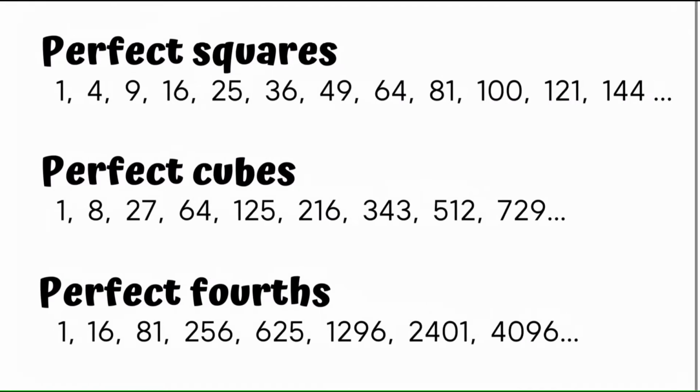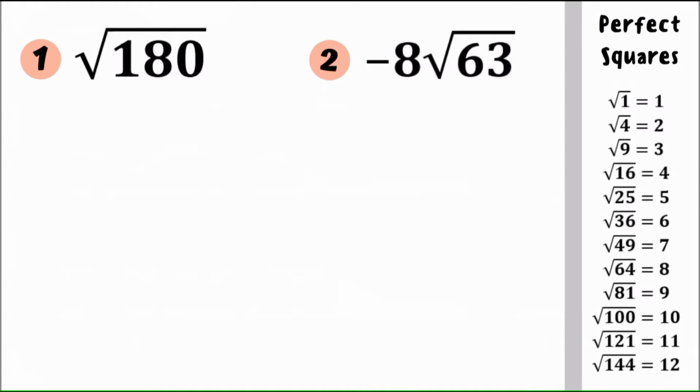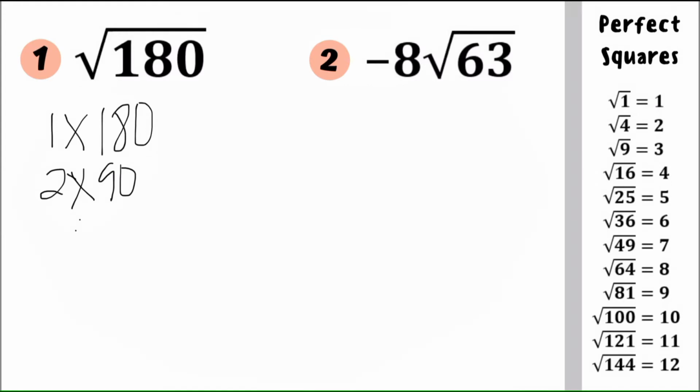Let's go ahead and get started with square roots. So number 1, the square root of 180. To simplify this, I need to find the factors of 180, and I'm looking specifically for factors of 180 that are perfect square. So I know that 1 times 180 is 180. I know that 2 times 90 is 180. And I can keep going with the list, but I'm looking for the one that's perfect square, the largest perfect square. 5 times 36 is also 180, and I notice 36 is a perfect square.